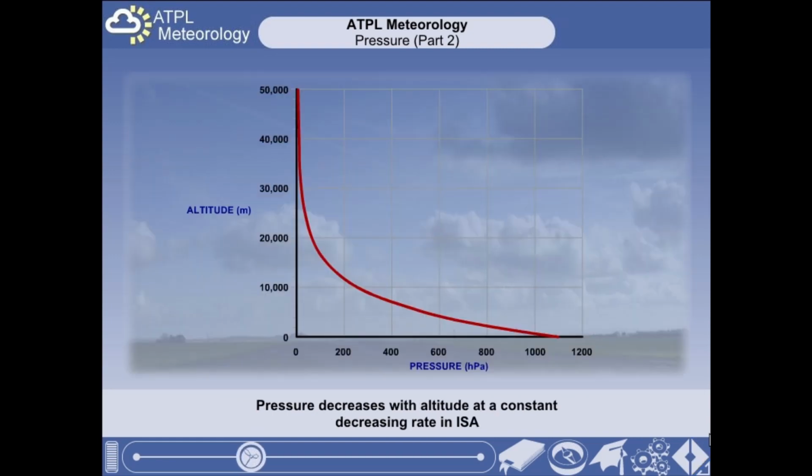Earlier on, we saw that pressure decreases with height in the atmosphere. In fact, it decreases at a decreasing rate. However, pressure does not decrease everywhere at the same rate. This is because temperature affects the pressure lapse rate of the atmosphere. Cold air has a tendency to cause pressure to change more rapidly over a given height than warm air.